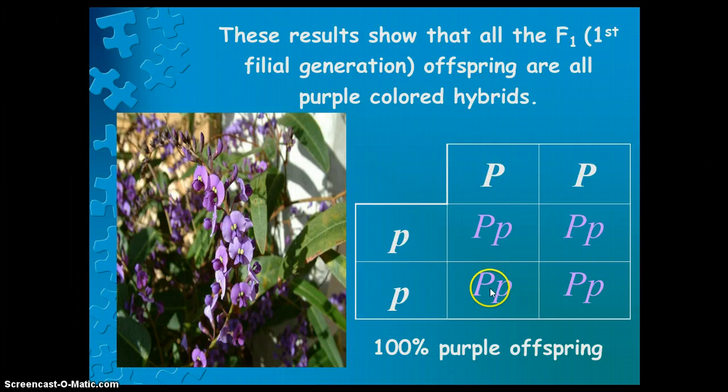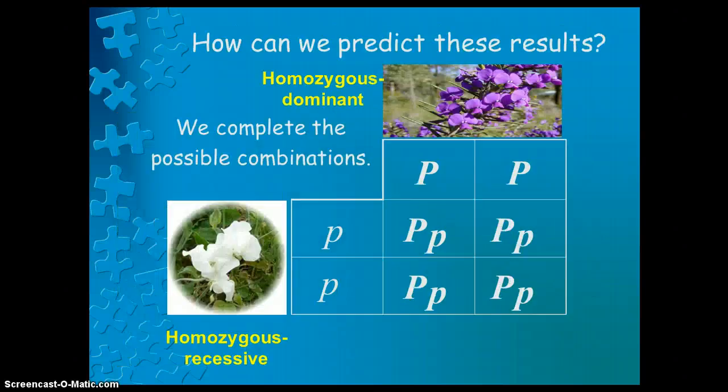And what we're seeing here is we should see 100% purple offspring from that. And we call this the F1 generation, because it's the first generation for the cross of the parents. And the offspring are all purple colored hybrids. So they're 100% purple. And what we did here is we just said we're going to take one from the top, one from the side. Okay?